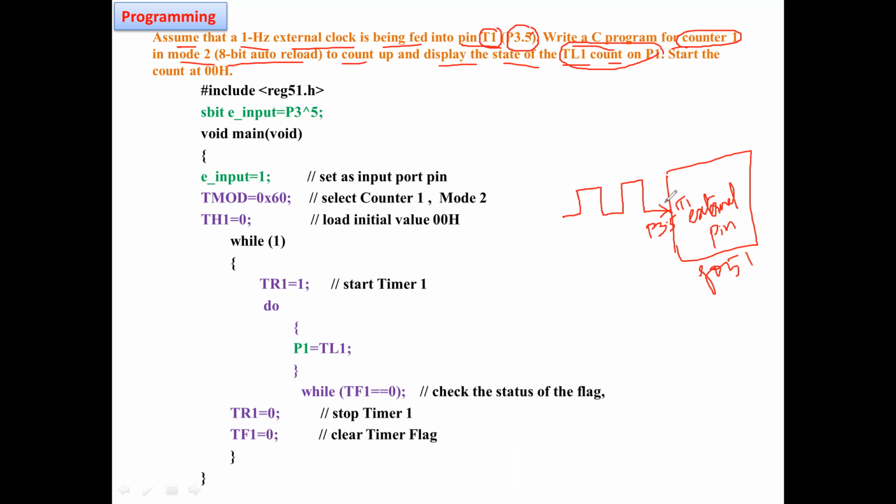For every clock pulse input, the value in the TL1 register for timer mode 2 will be incremented. That data we are pushing to P1. So that is a simple program. Initially, start the count at 00H. They have given 00H as the initial value. So how will you develop the program?